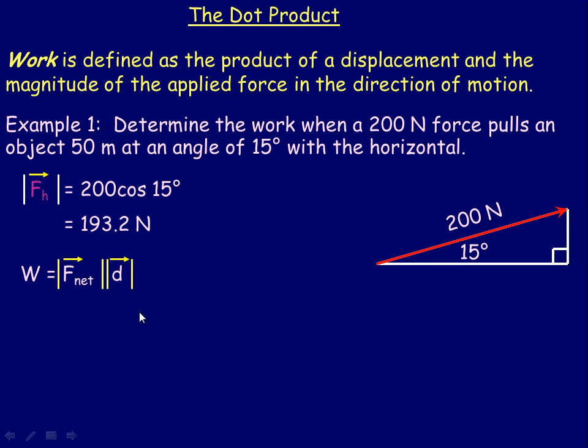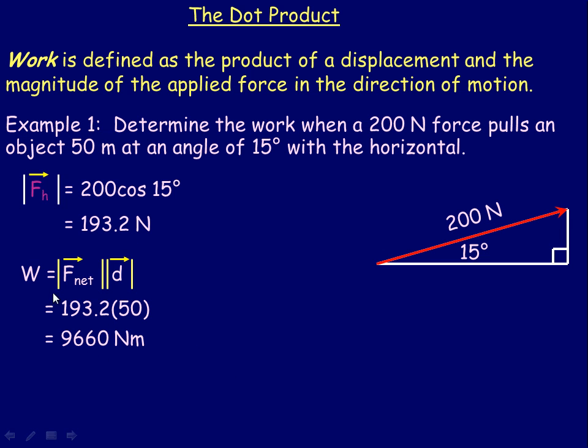Now the work is the applied force times the displacement the object moves. So we would take the net force, the 193.2, and multiply it by the displacement, the 50 meters. That gives us 9,660, and the units would be newtons because the force is applied in newtons, and the displacement is in meters. So the units for work then would be Newton meters. There are other units for work, but we'll just leave them in terms of the units of these two quantities.